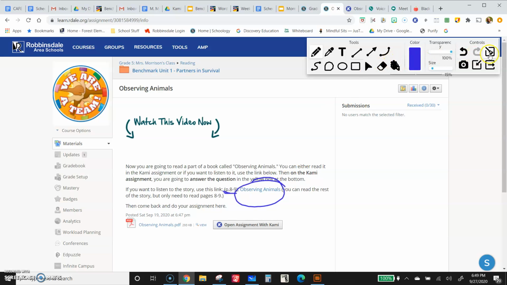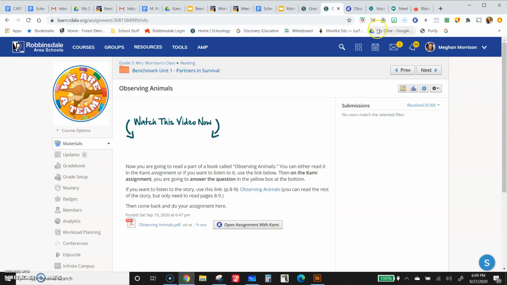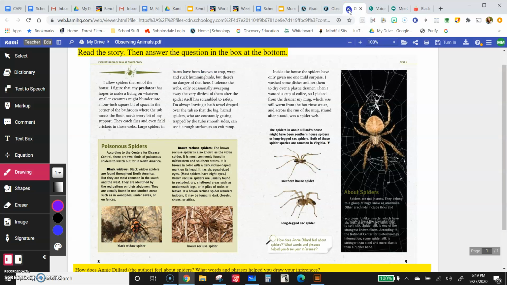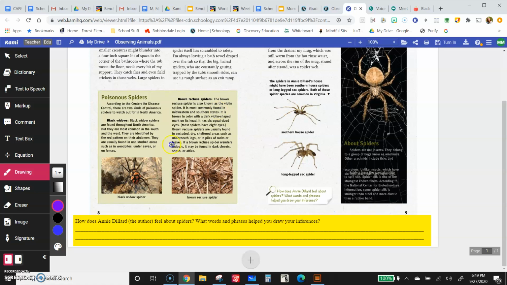If you don't want to listen to it, you can just go to the Kami link here. On the Kami link, there is a question to answer. So let's go look at that. Here's the pages you're going to read. Notice it tells you to read the story, then answer the question in the box at the bottom, which is, how does Annie Dillard, that's the author, feel about spiders? What words and phrases helped you draw your inferences?